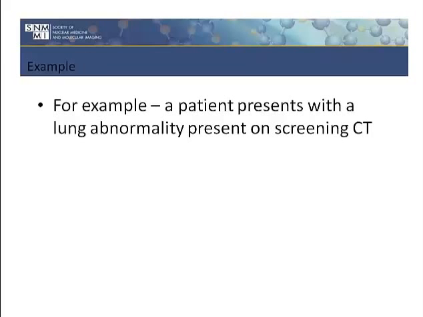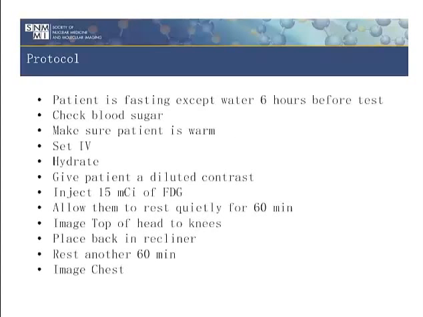So I'll show you an example from my institution. The patient presents with a lung abnormality on a screening CT. So our protocol, the way that we do this, patient is fasting, except for water, 6 hours before the test. We check the patient's blood sugar. Our normal range is 80 to 120 is what we allow. Other than that, we will consult the physician for advice on how he or she would like to proceed. In our institution, it's very important to make sure that the patient is warm.